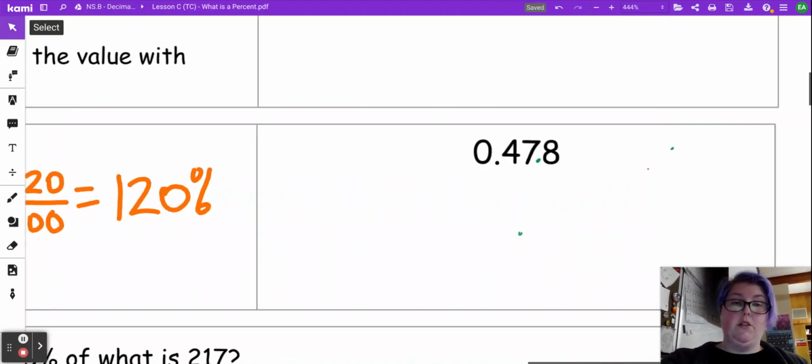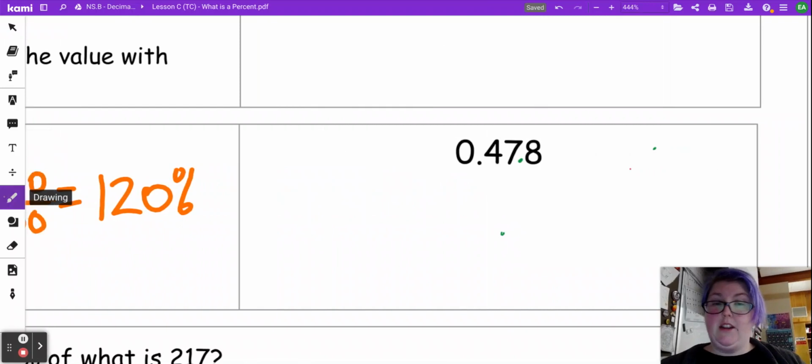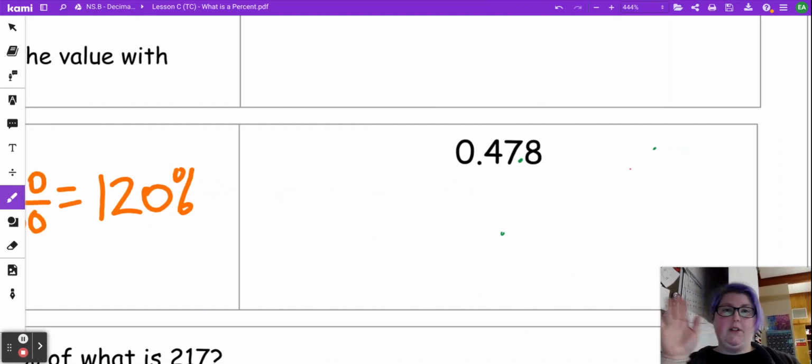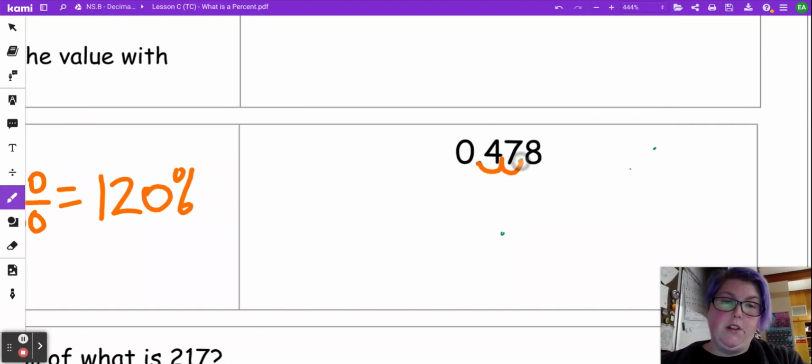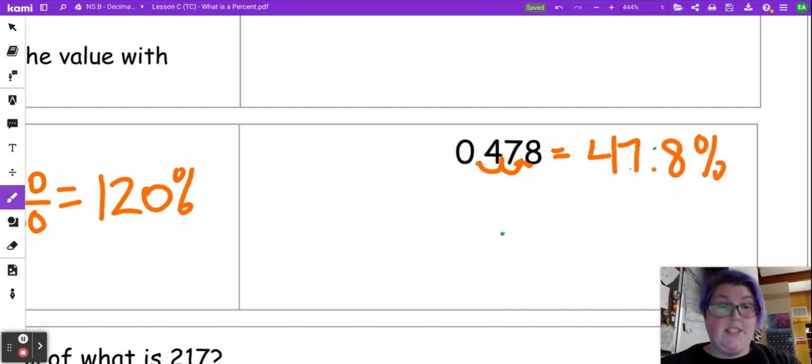You also can use a power of 10. So here we have our decimal. When we are converting from percents to decimals, we go to the left. Now we're going to go the opposite to the right. So we're going to move 2 places to the right. And we're going to rewrite this as 47.8%. So whichever method is easier for you, doesn't matter which one you use, both will get you back to the percent.